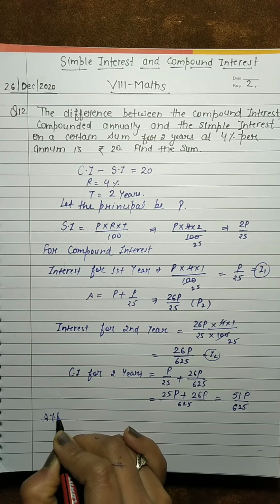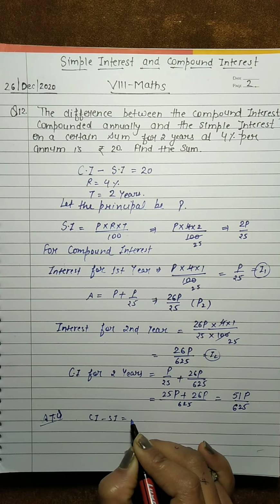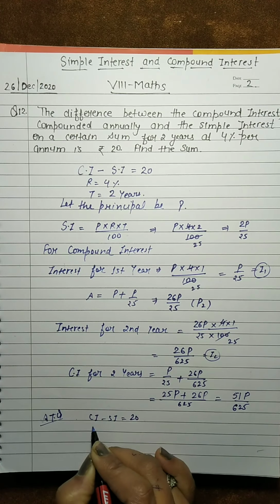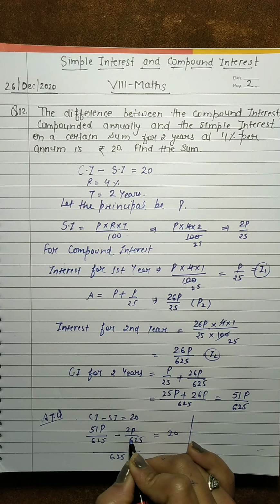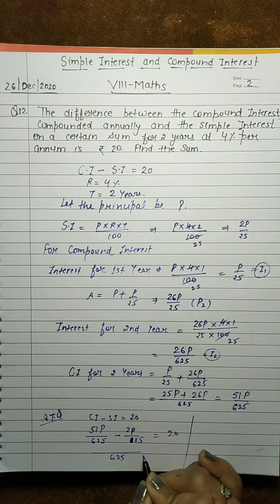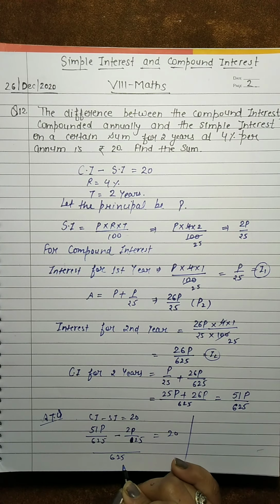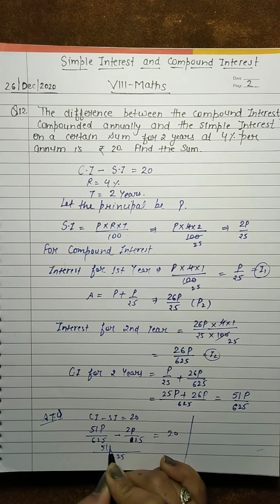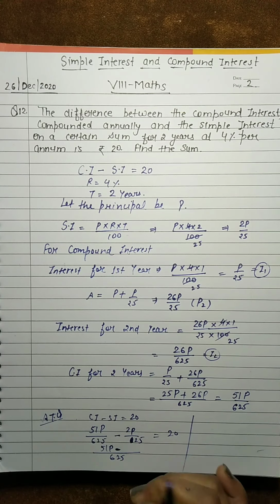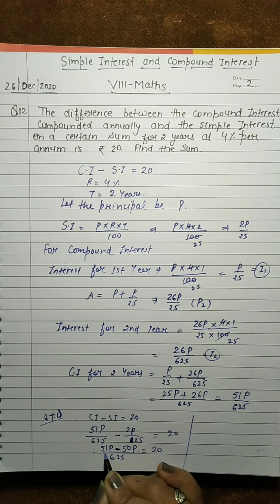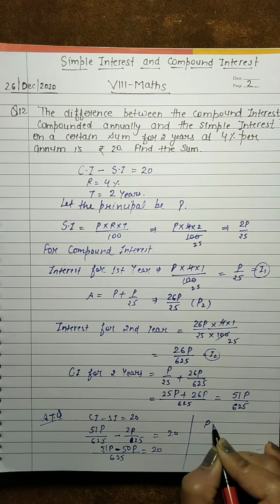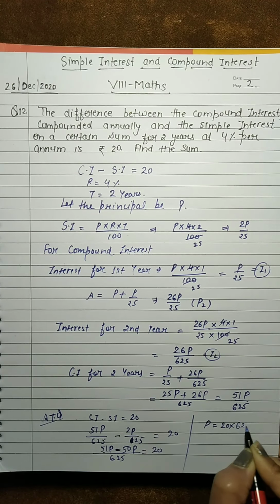Now according to question, CI minus SI, that will be 20. So CI is here 51P upon 625 and that is SI here, and that is 2P upon 25. Okay students, now we will take LCM, that is 625, and students, that will be same here, and minus 5 into 2, that is 50P is equal to 20. Okay students, so 51P minus 50P, that is P is equal to 20 into 625.